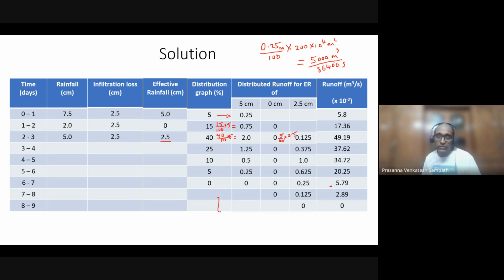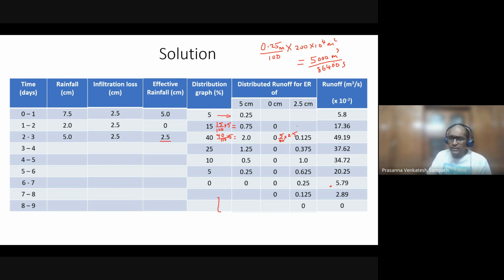Okay. Yes, that looks correct. 0.058. So that's 5.8 times 10 to the minus 2 meter cube per second. Thank you. Okay. On the second day, it will be 0.75 centimeters. Convert that to meters. Multiplied by the area, you will get the volume of runoff. Divided by the number of seconds on the day, you get the average rate of runoff produced on that particular day. Okay. And so on.